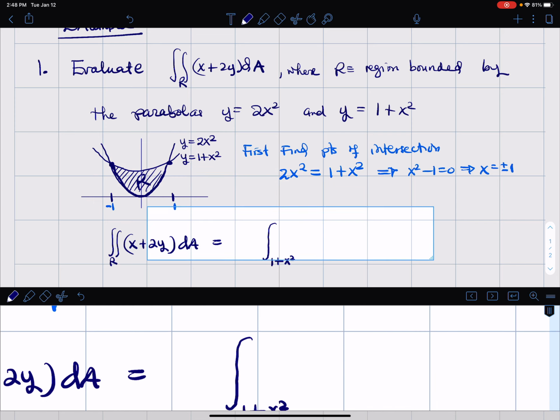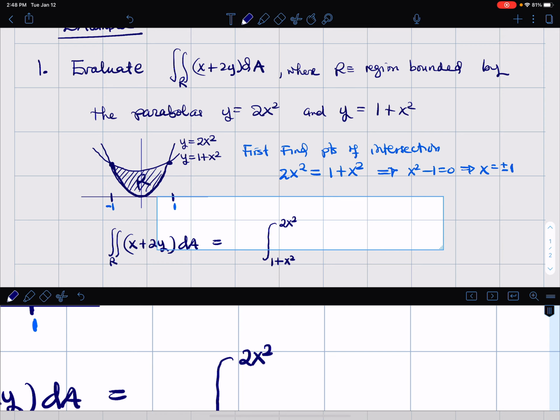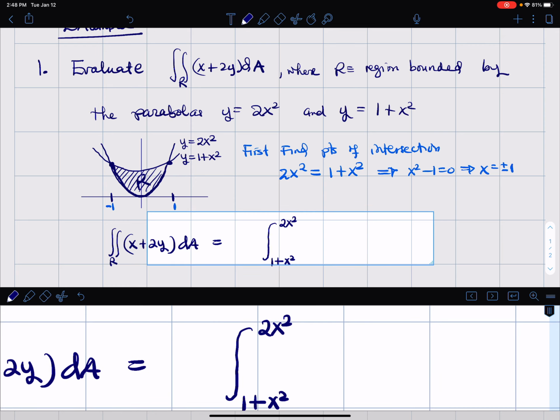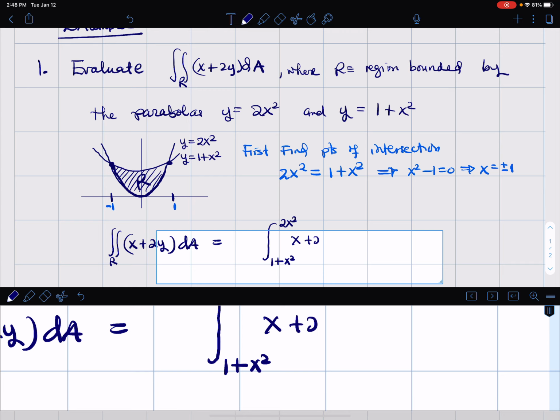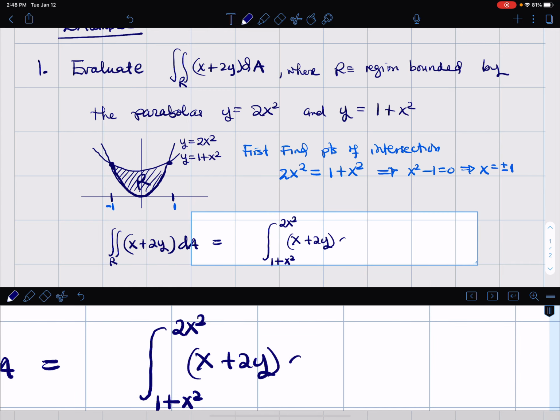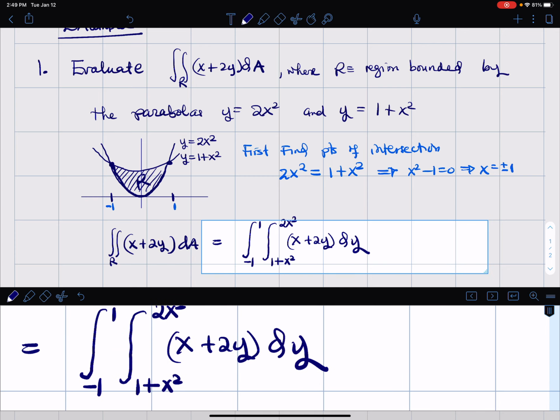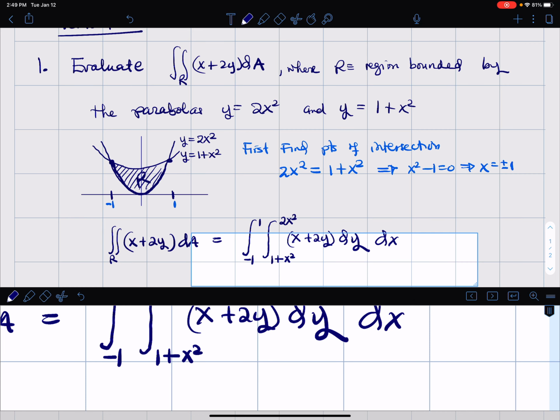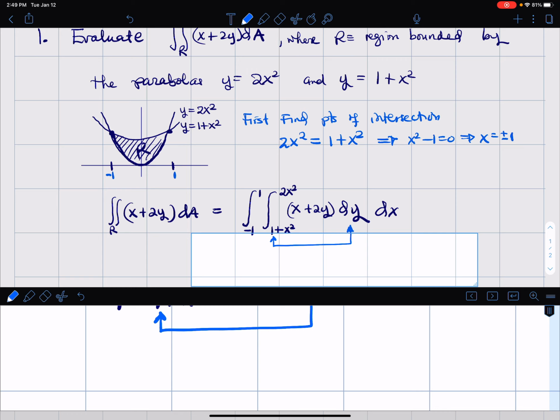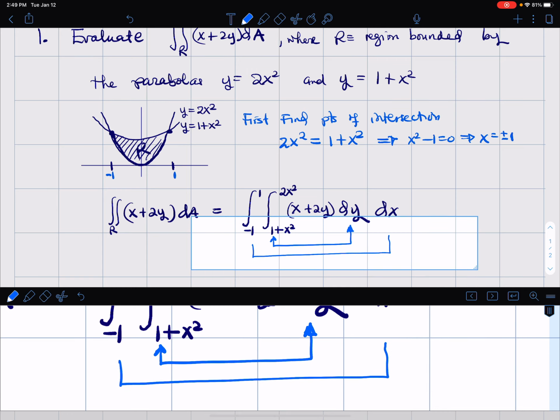The lower function is 2x squared, the higher function, the one above, is x plus 2y, and then we're going to go dy, and then we're going to go from x from negative 1 to 1 on the x-axis, dx. So what you have to do is take the integral, do the integration with respect to y with these limits, and then after that, do the integration with respect to x.